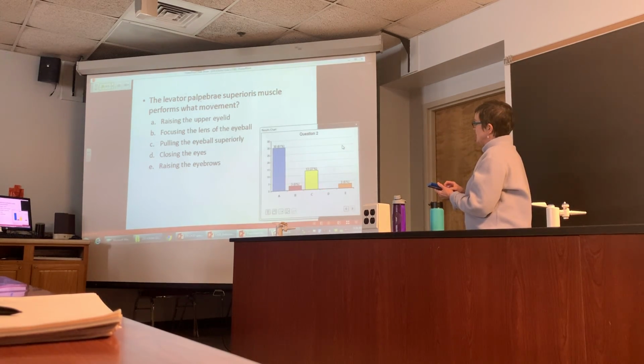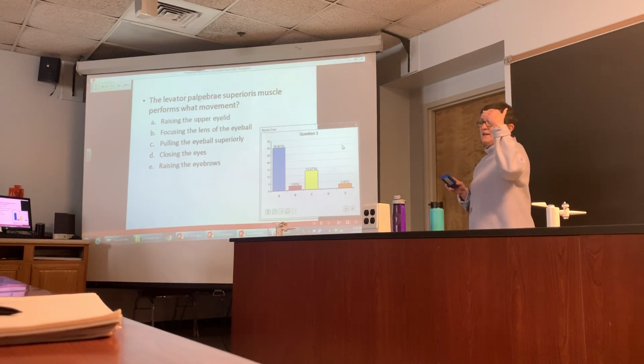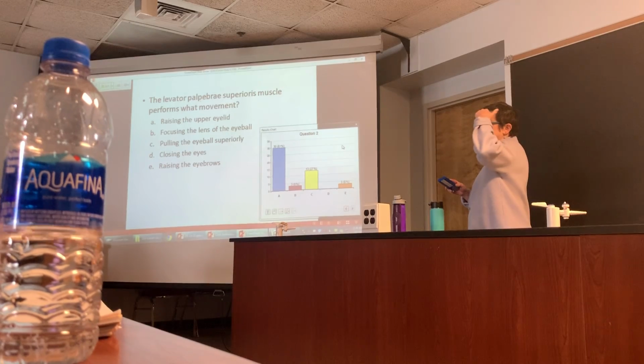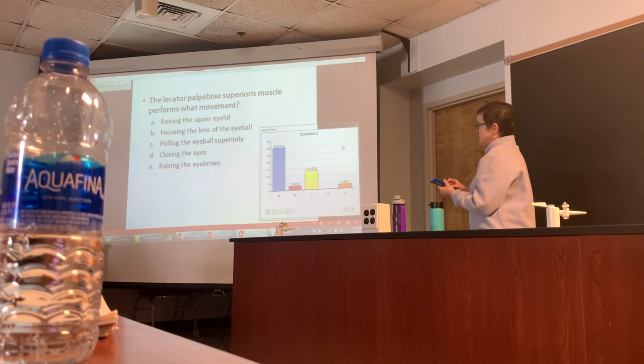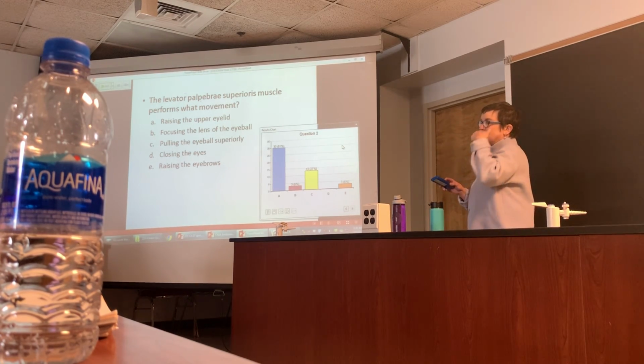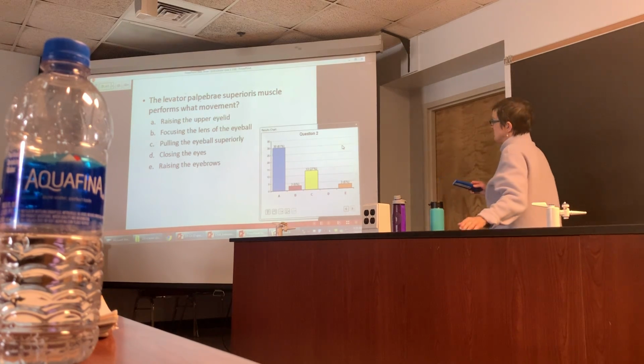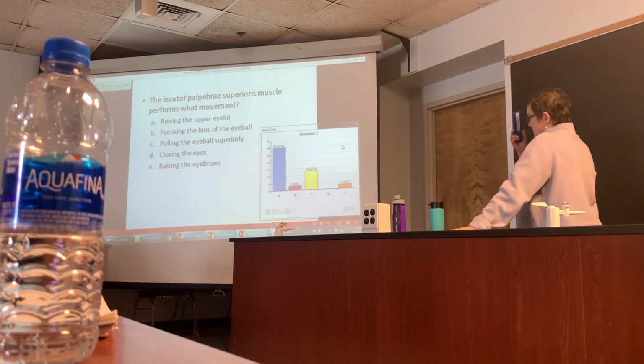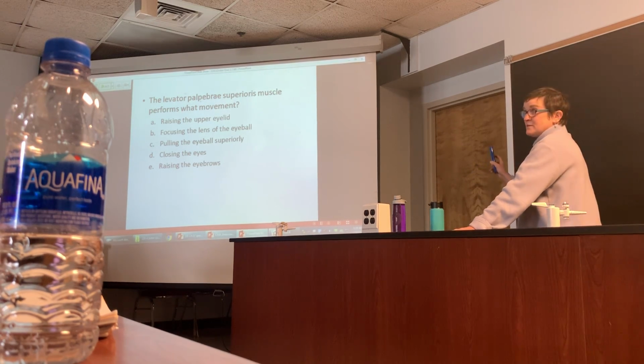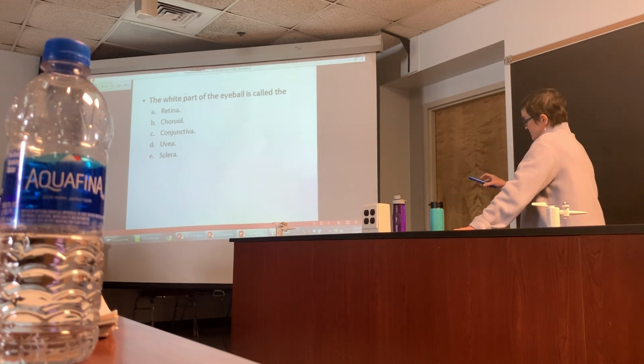and it receives it. Okay, so raising the upper eyelid is correct. If you know levator means to elevate, and palpebrae is the eyelid, it's raising the upper eyelid. Focusing the lens is done by the ciliary muscle. Pulling the eyeball superiorly is the superior rectus, which is one of the external oblique muscles. Closing the eyes would be the orbicularis oculi, and raising the eyebrows is the frontalis muscle. So, okay. Any questions about that one? Okay. Next one.